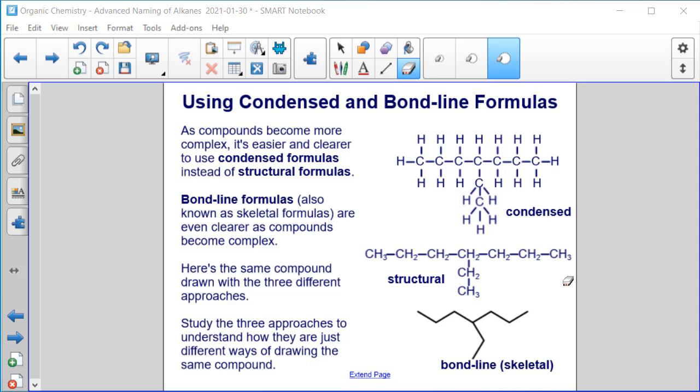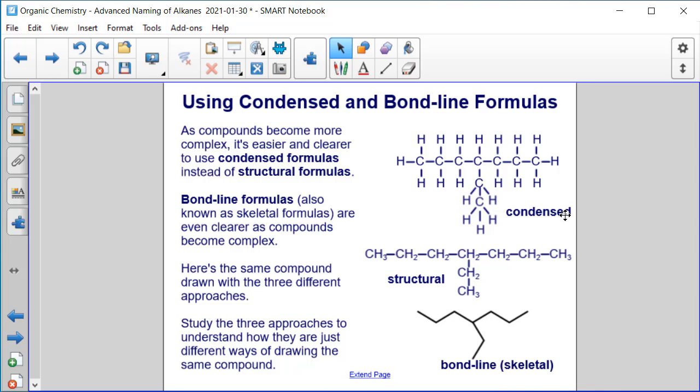In this slide, we'll talk about the different ways we can represent these organic molecules. As compounds become more complex, it's easier and clearer to use condensed formulas instead of structural formulas. Bond line formulas, which you see at the bottom, or skeletal formulas, are even clearer as compounds become complex.